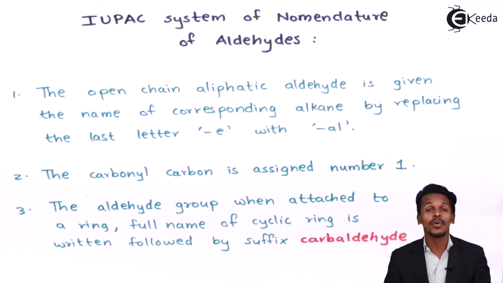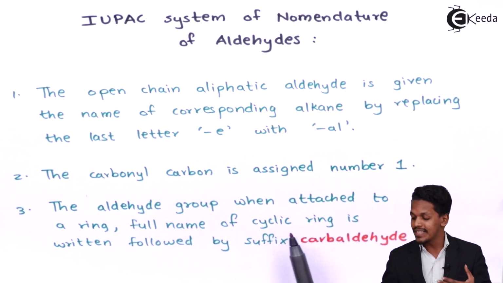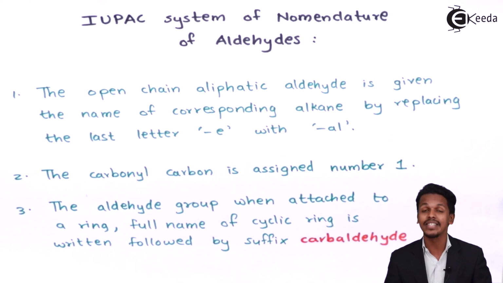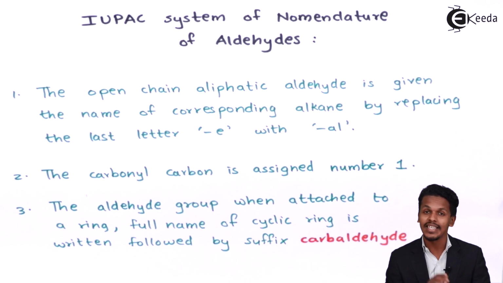Now the third point: the aldehyde group, that is the formyl group, is attached to the alkyl group. When the aldehyde group is attached to a ring, the full name of the cyclic ring is written followed by the suffix carbaldehyde. So these are the main three points, and based on these we are going to assign the IUPAC nomenclature, or in fact the common name, for organic compounds which consist of the aldehyde group, that is CHO.